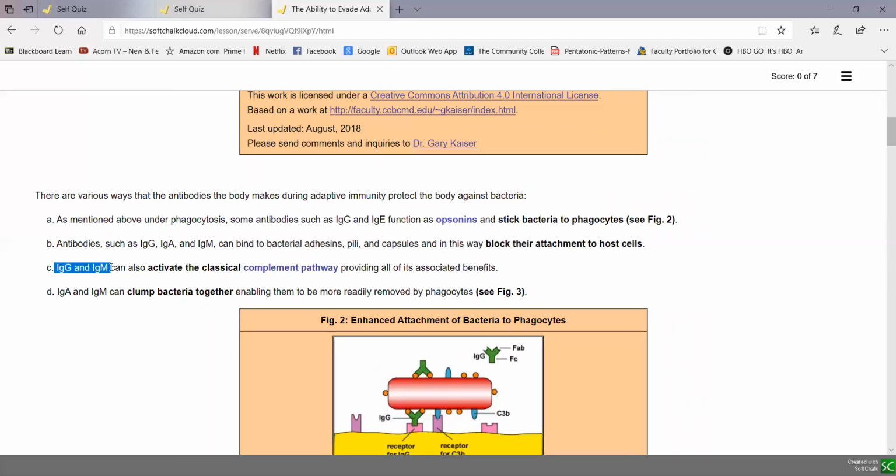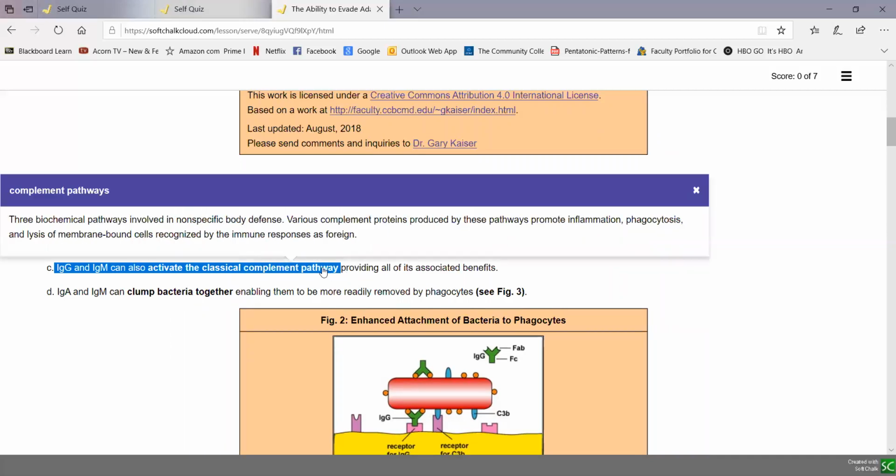IgG and IgM can activate the classical complement pathway. And once we activate the complement pathway, then we get the 4 benefits of the complement pathway: promoting inflammation, promoting chemotaxis, producing the membrane attack complex to lyse membrane-bound cells, etc.